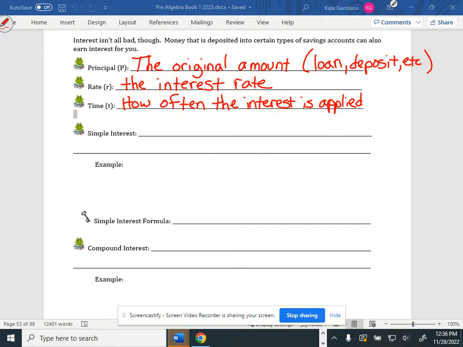So we have two types of interest that we're going to be learning about today. The first one is our simple interest. So the interest is charged on the principal.